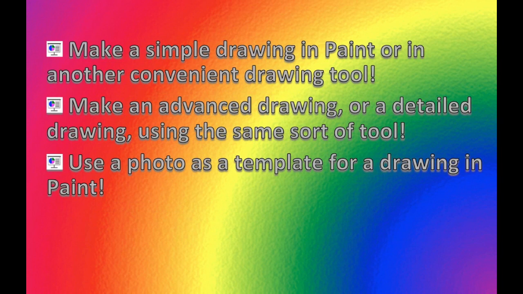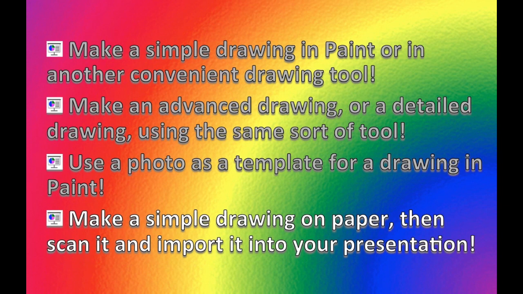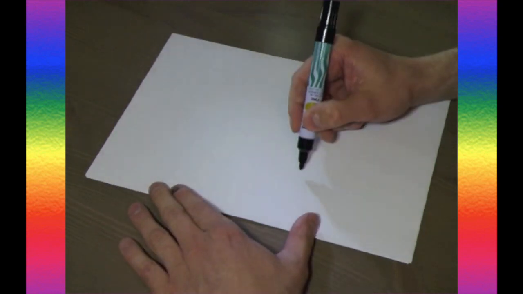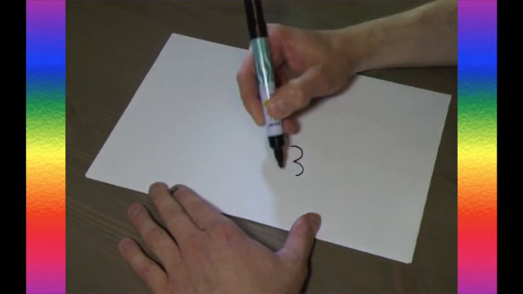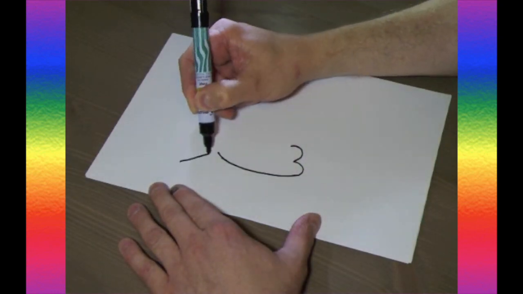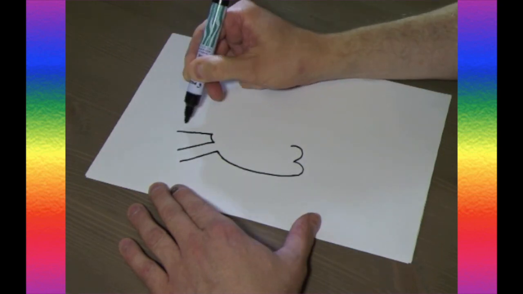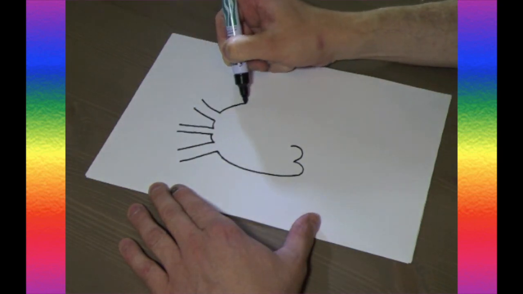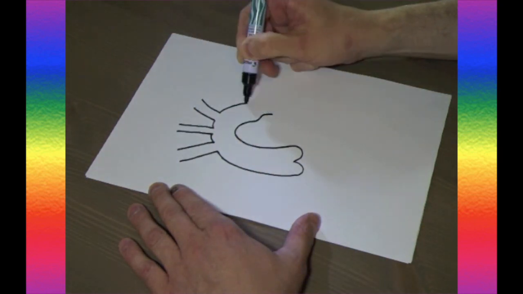Now, method number 4 for making PowerPoint illustrations. Make a simple drawing on paper, then scan it and import it into your presentation. I'm here making a drawing of the arch of the aorta, intending to illustrate a congenital disease called a coarctation of the aorta.